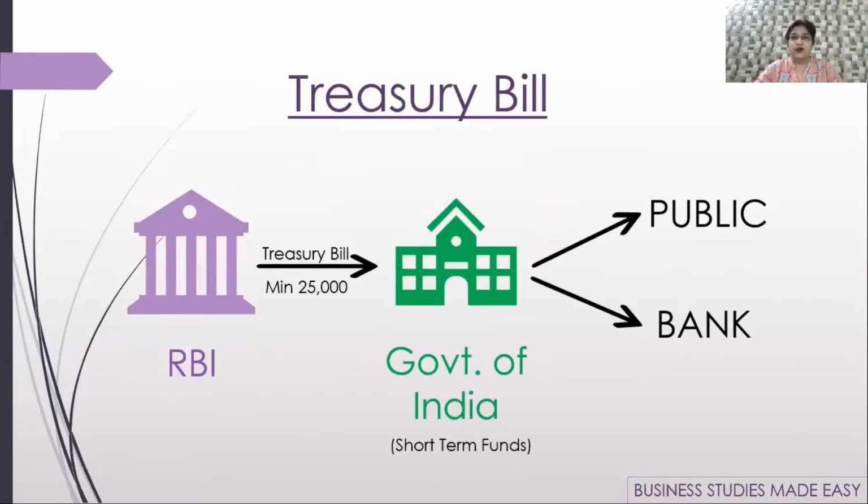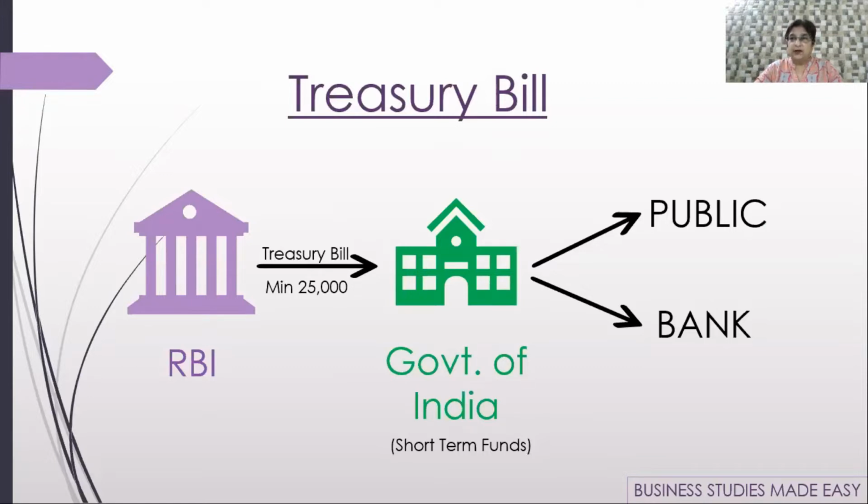Let us study what a treasury bill is. Treasury bill is also called T-bill. Now, what happens when the government of India needs money for the short term? So, therefore, they tell RBI to issue treasury bill. RBI issues treasury bill on behalf of the government of India for a minimum amount of 25,000 or its multiple. That means 25,000 or 50,000 or 1 lakh, like that, multiple of 25,000.